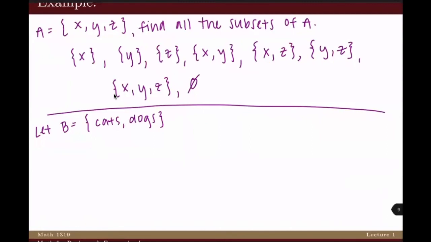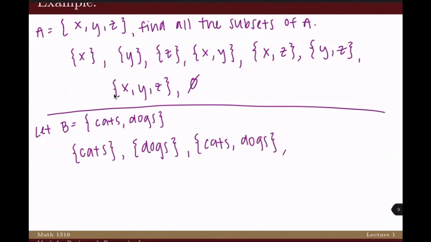Okay, I'll do the single sets first. So the set of cats is a subset of set B. The set of dogs is a subset of set B, as well as the set itself, cats and dogs. And last but not least, we can never forget the empty set. All right, moving on.